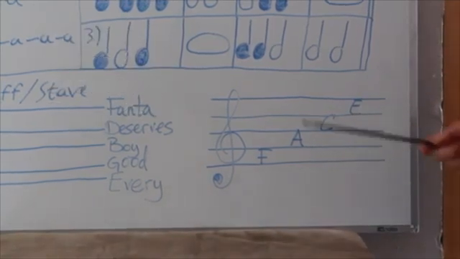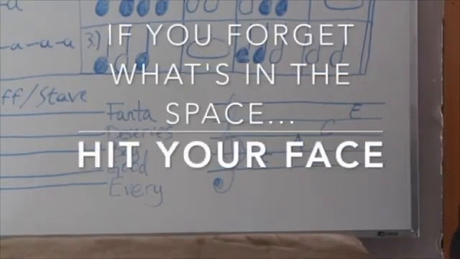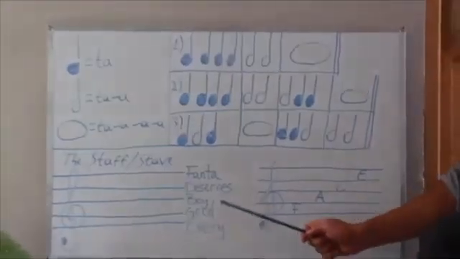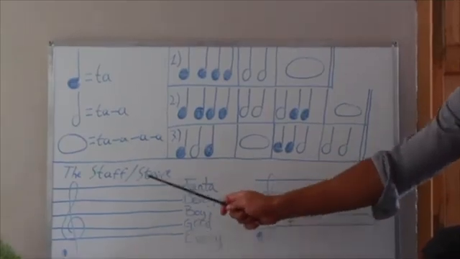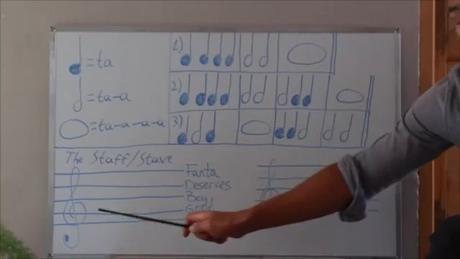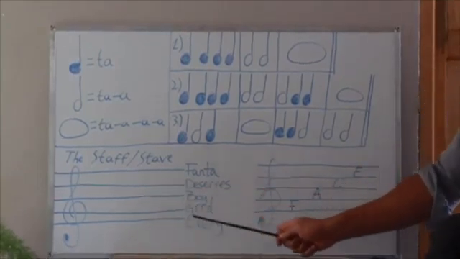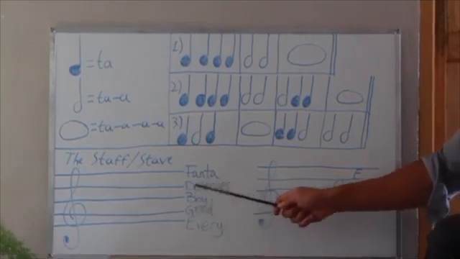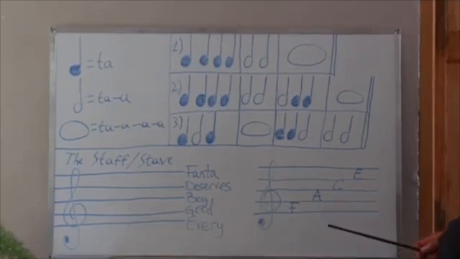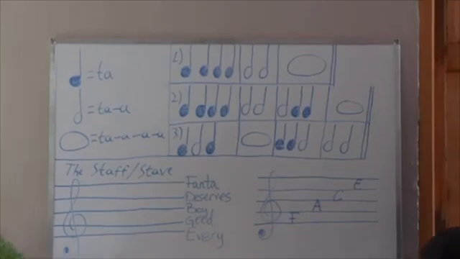I always say, if you forget what's in the space, hit your face. It's that simple. You should not be able to forget that. So all together, the lines are called the staff or the stave. This squiggly thing is called a treble clef or a G clef. The lines get the sentence, every good boy deserves Fanta, and the spaces get your face, F-A-C-E. And that is how we read music.